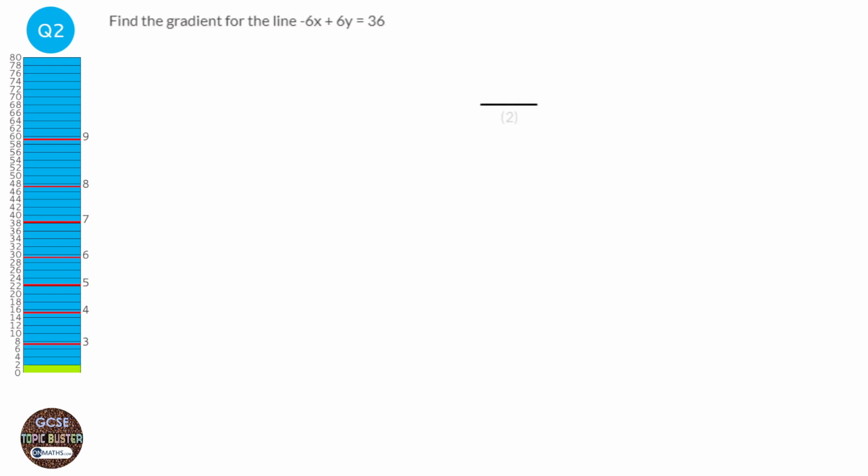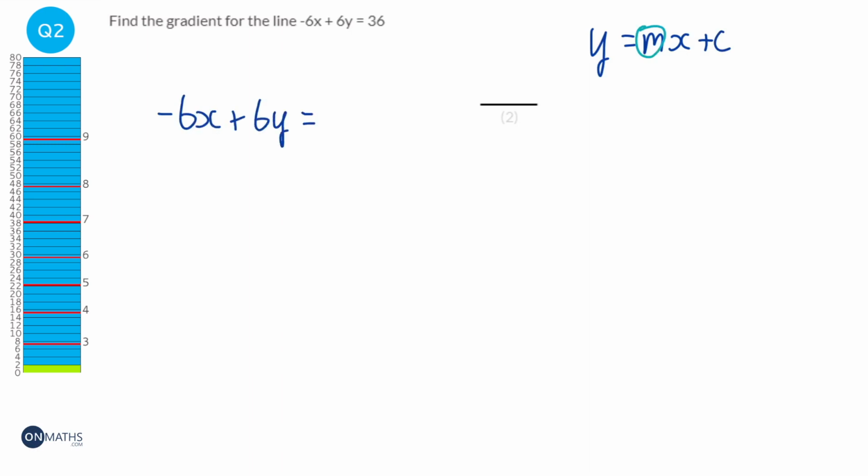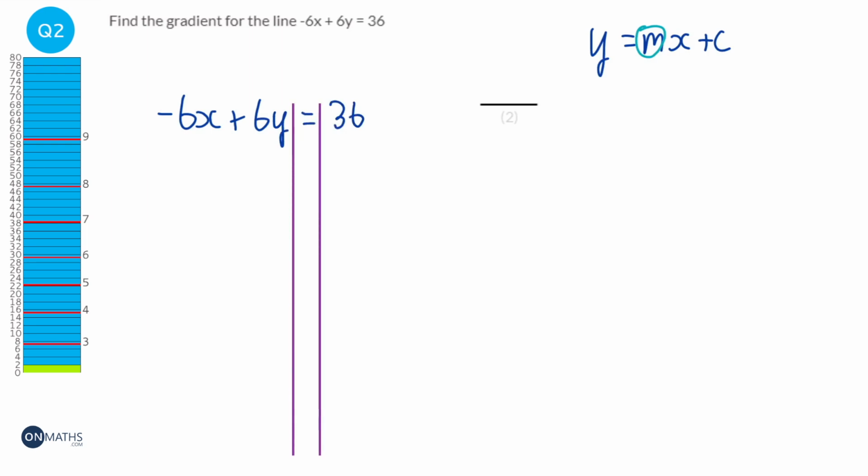So to find the gradient, we need the equation in the form y equals mx plus c. And the m there will give us what the gradient is. So we're just going to be rearranging this equation. So the first thing I'm going to do is get rid of the x's from the left hand side, and we can do that by adding 6x to both sides.